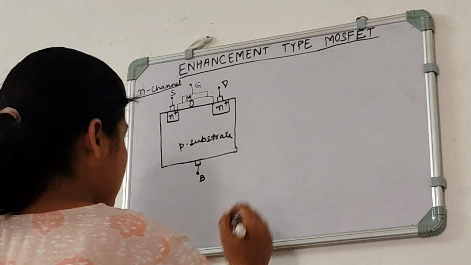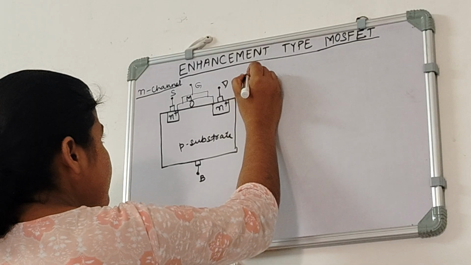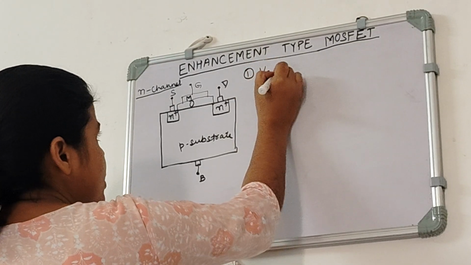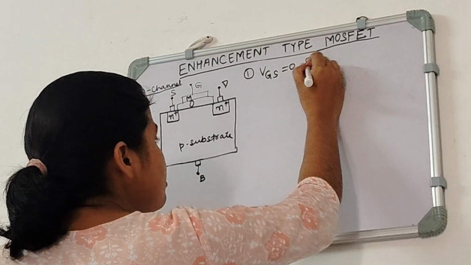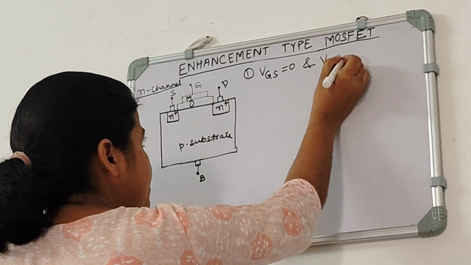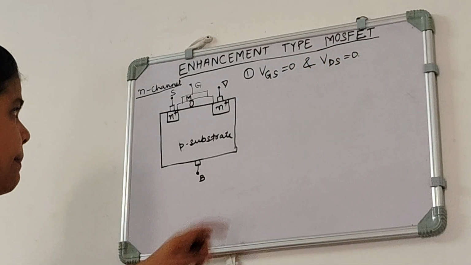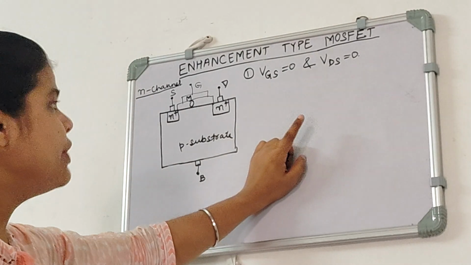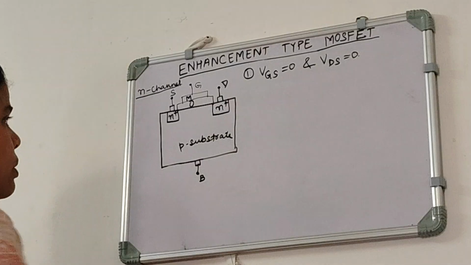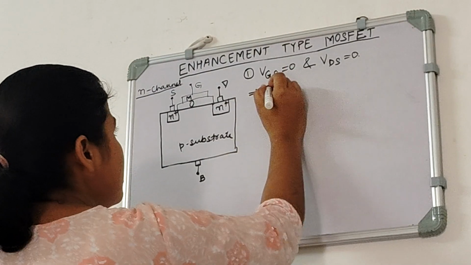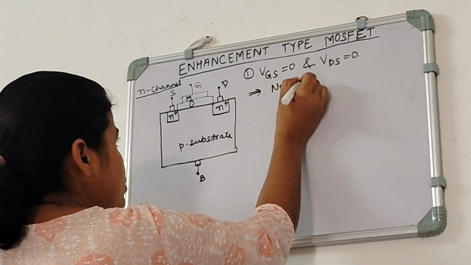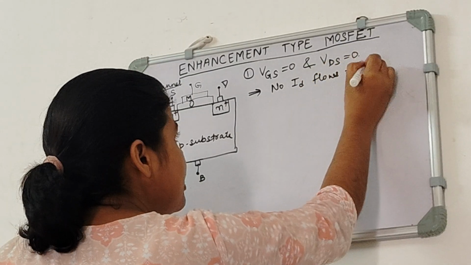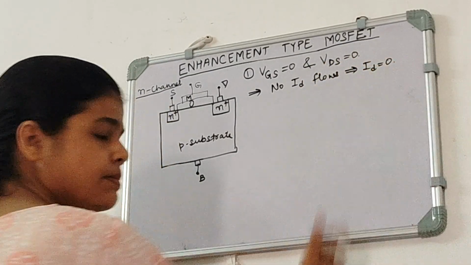Now here first we will see some conditions. So our first condition is VGS equals to 0 and VDS equals to 0. So when we don't apply any voltage at gate and also we don't apply any voltage at drain, our current will be 0. That is, we can write no ID flows, or ID equals to 0.